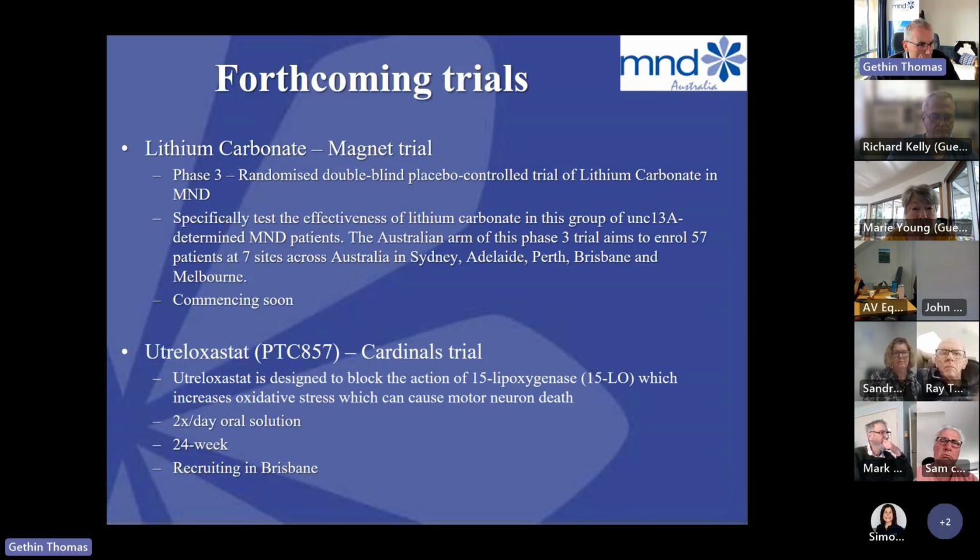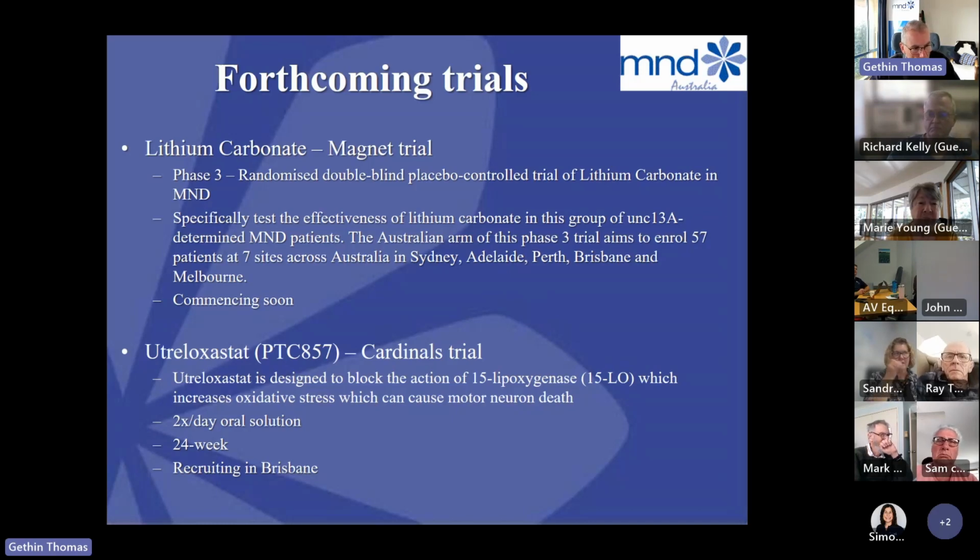Another trial that I know is happening in Brisbane through Rob Henderson's group is called the Cardinals trial, testing a drug called utreloxastat. I wish they'd pick easier names for drugs. This drug basically looks at reducing the levels of oxidative stress in your cells. I talked previously about the levels of stress in cells. Oxidative stress is another form.